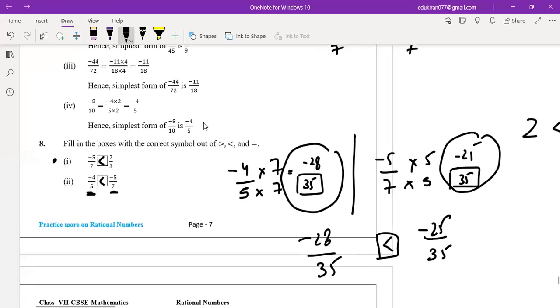Okay, so you will first note it down. See, the first one was very simple. It's negative, positive, so no need to worry. But in this case, you need to worry because both are negative, right? So quickly write it down, and then I will show you the next question.